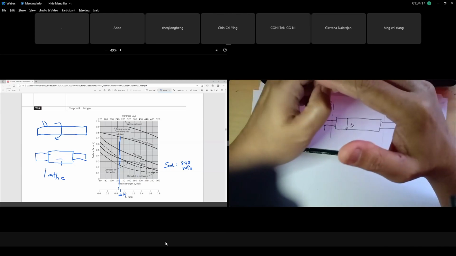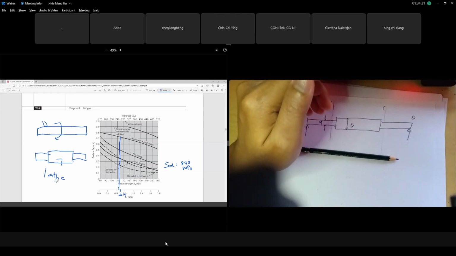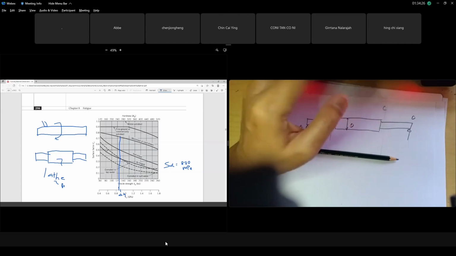Yes, you are right. Lathe is a machine process, right? When you lathe the shaft, it's a machine process. So normally, guys, take note: always machine or cold roll.